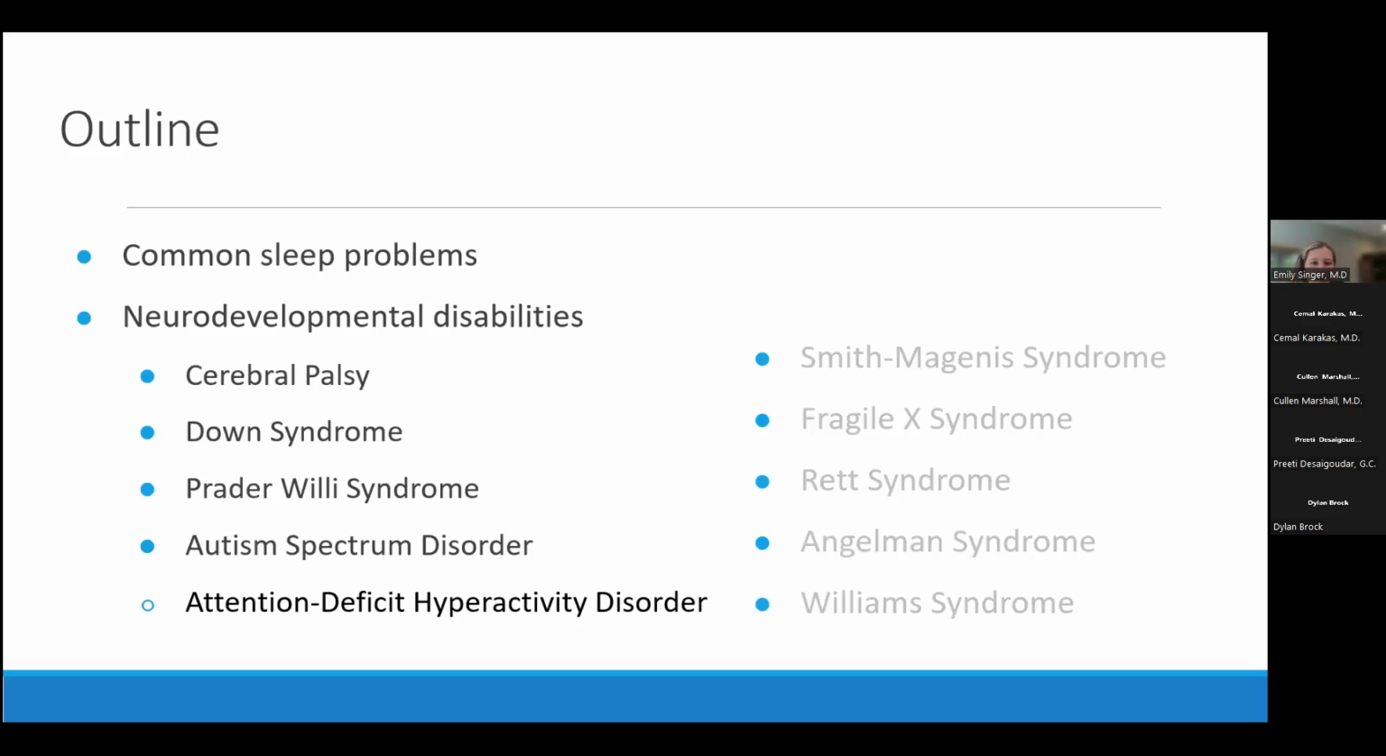And I just wanted to acknowledge that while we'll get to a lot of common neurodevelopmental disabilities, there are actually quite a few more that do have really interesting findings in sleep. So just keep that in mind as you may see patients with different neurodevelopmental disabilities. It's really important to recognize that sleep might be playing a role in some of these, even if we don't discuss it today.